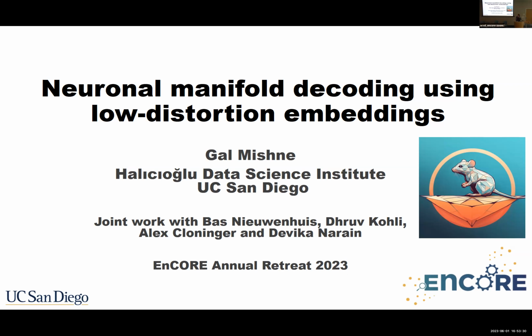Yeah, so this is joint work with a neuroscience lab in the Netherlands. Us as a master's student, and Devika is the PI, and Dhruv Kohli is a PhD student here at UCSD, co-advised by Alex Cloninger and I. And this talk is about a new method that we've developed, which we call Riemannian alignment of tangent spaces, and conveniently that acronym is RATS. And this is a talk about decoding of neuronal manifolds.